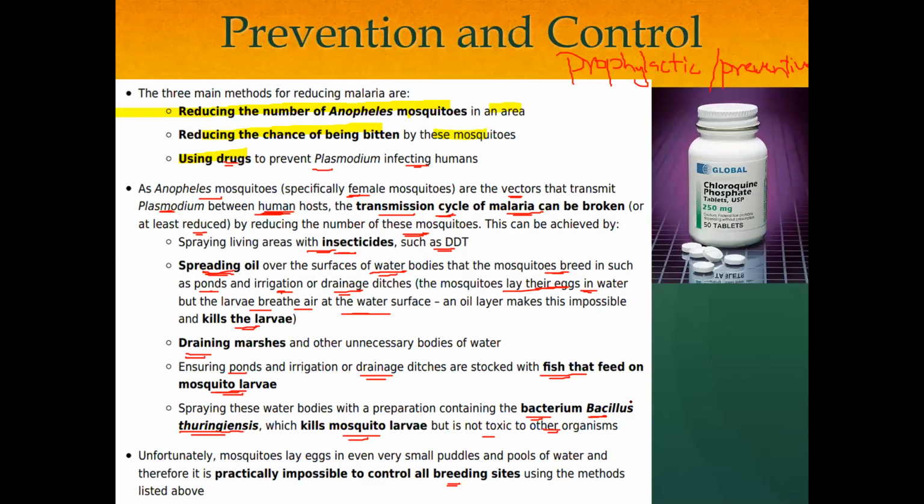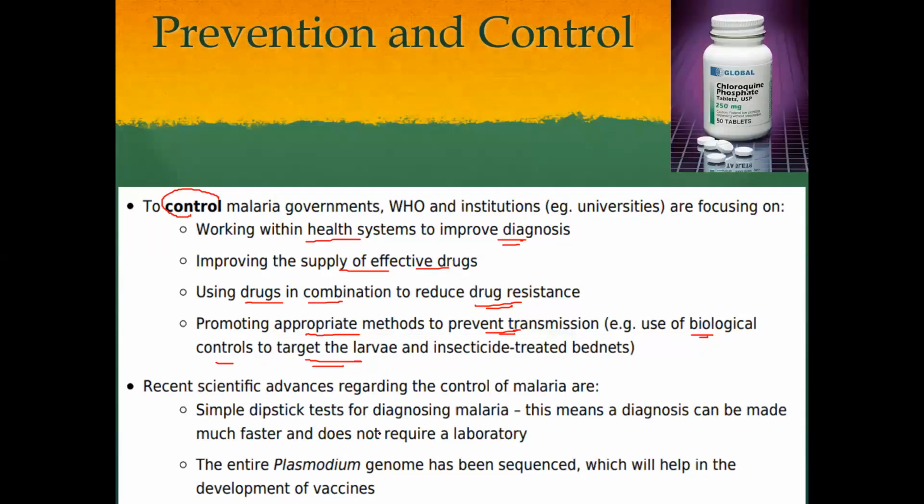As we just discussed, the Bacillus thuringiensis, right? So you can use that to target the larvae basically. Or insecticide treated bed nets, right? So you can use these at least to control the effect of malaria, right?